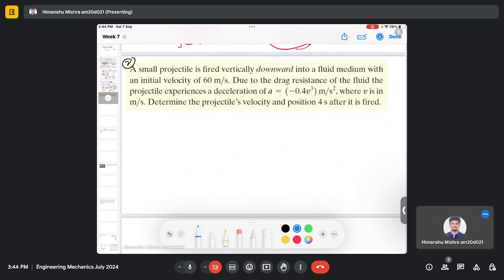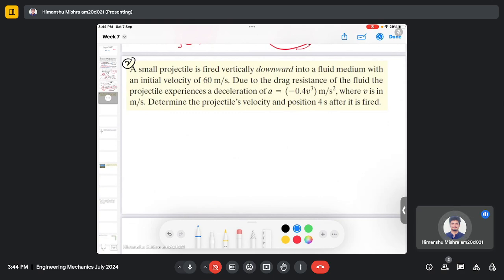Here also you can see in the question: a small projectile is fired vertically downward into a fluid medium with an initial velocity of 60 meter per second. Due to the drag resistance of the fluid, the projectile experiences a deceleration a, which is given as minus 0.4 v cubed meter per second square, where v is in meter per second. Determine the projectile velocity and position 4 seconds after it is fired.